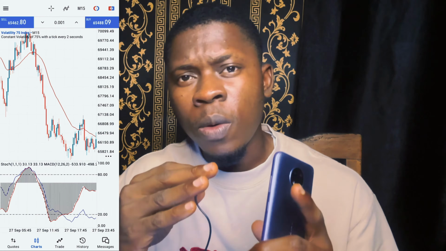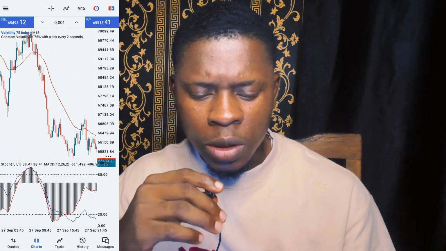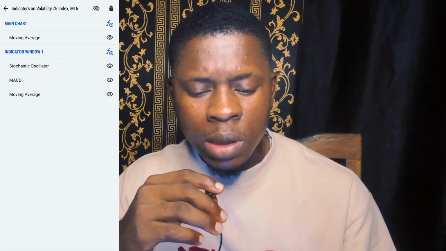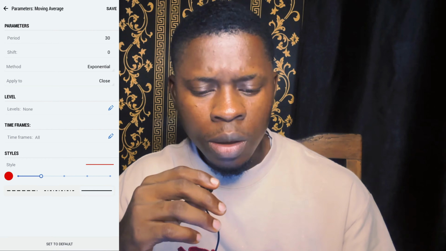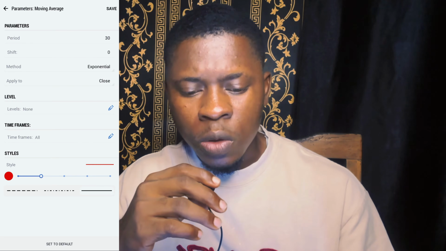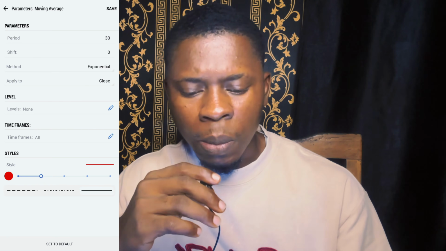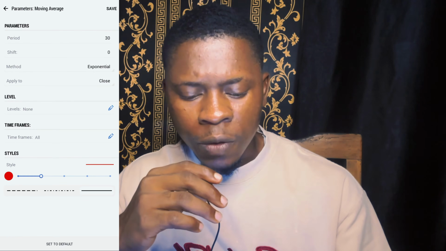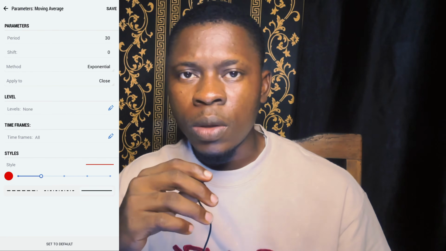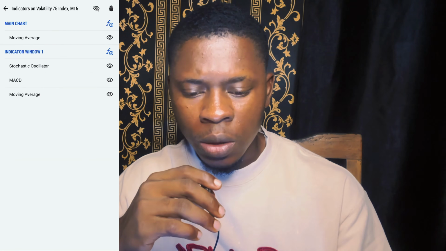Now, first and foremost, I'm going to begin with the parameters for the strategy. We'll go over to the indicator section right now. We want to put the moving average first, okay? On the moving average, you set the period to 30. Shift is going to be 0. Method, you put that to exponential, all right? Then you apply to close. Then for the style, you put that on 2 pixel with this first trend line at this very point, then you click on save.